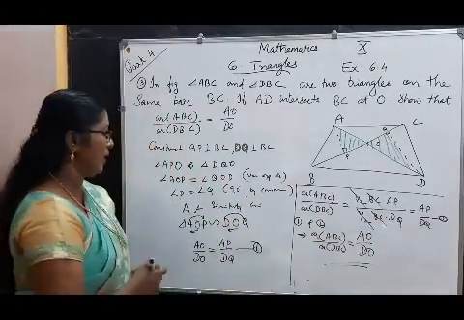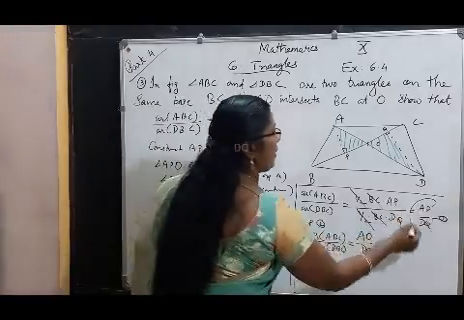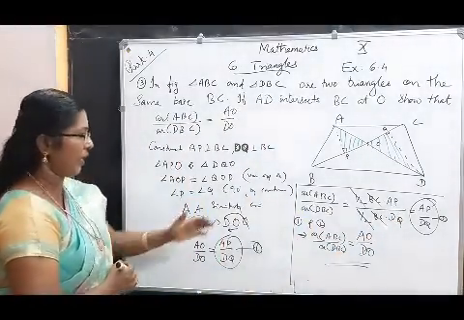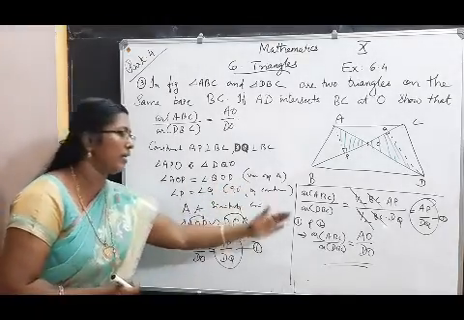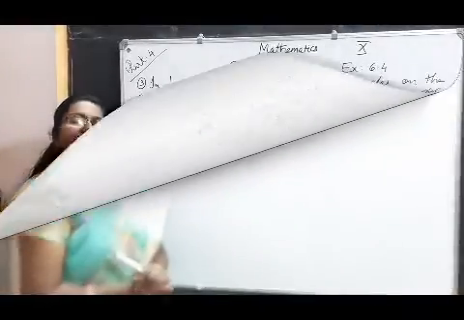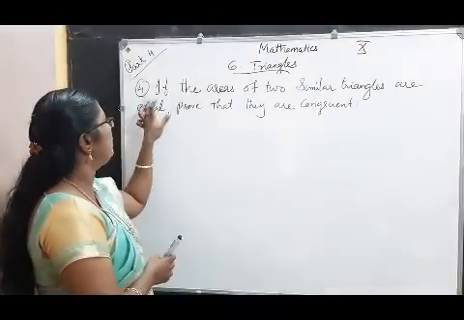From 1 and 2, here AP by DQ and AP by DQ are the same. So we can get the remaining. Okay, area of triangle ABC by area of triangle DBC equal AO by DO. Okay, clear? The next question, question number 4.